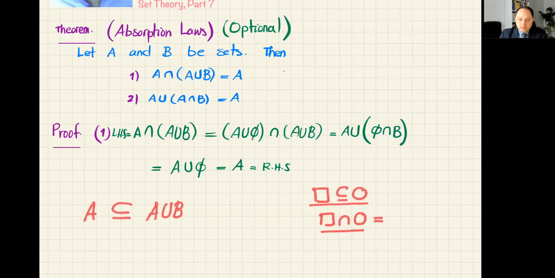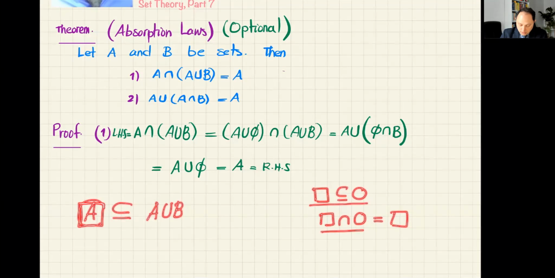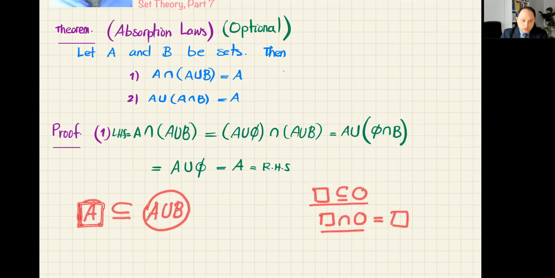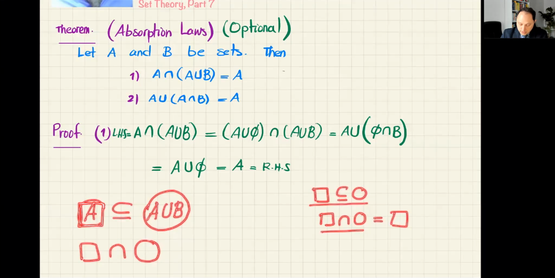It's the smaller one. This is the box, yes? And now I am telling you that I have two sets. So let me just take this one, the box, and then this one, the circle. Am I sure that the box is a subset of the circle? Yes, because of the properties of the union that we studied before. Now that I know the box is a subset of the circle, if I ask you what is the intersection between these two, you just answered. It is the smaller one, which is the box. Yes?